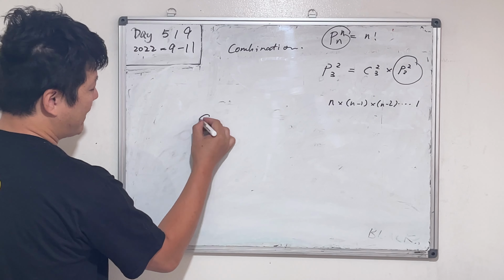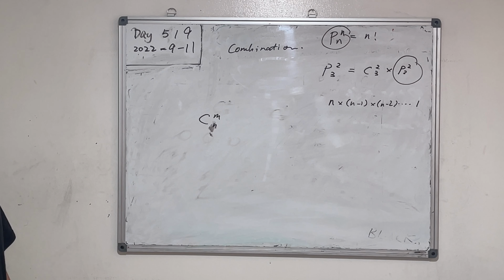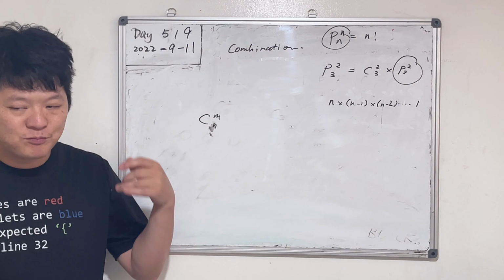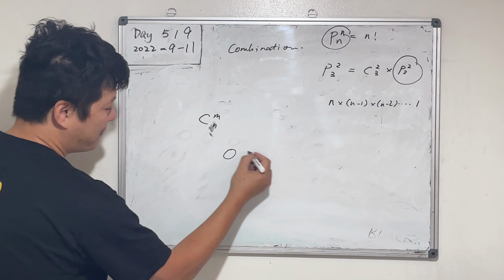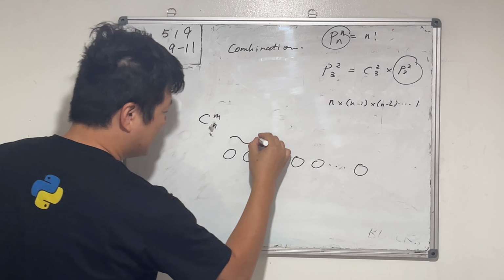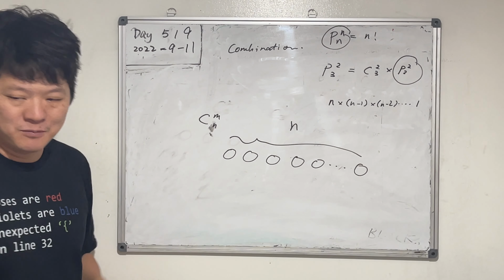So how do we calculate C m out of n? How do we calculate this number? Okay, I give you a hint. We can think of it recursively, dynamic programming. How? Look, I have n apples, and I want to pick m.